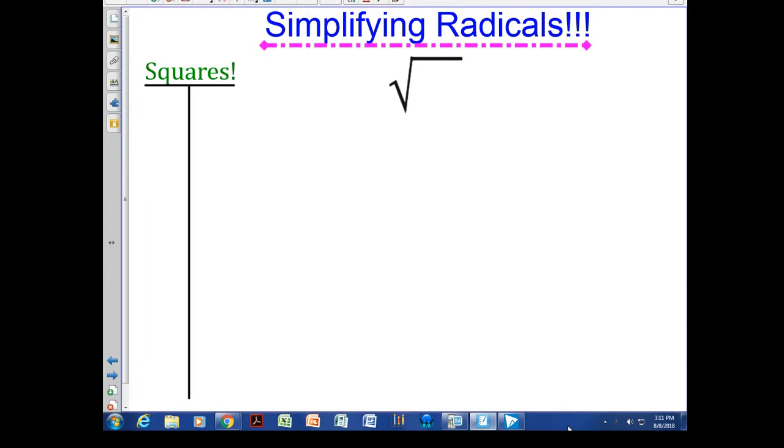Overview and lesson on simplifying radicals.